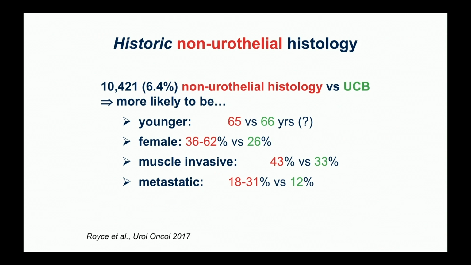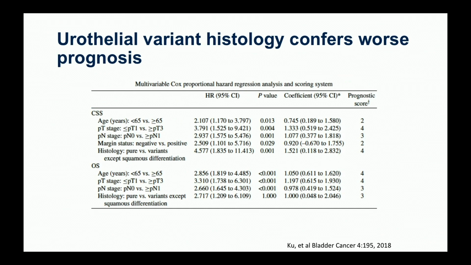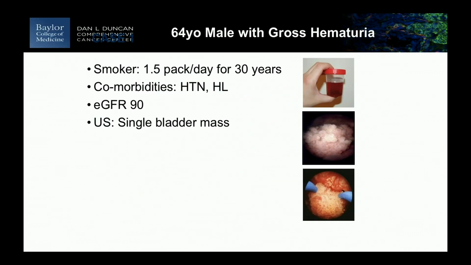These patients with non-urothelial tend to be younger, a little bit higher proportion of women, and I think part of that's related to the association of women with squamous cell cancer, more frequently muscle invasive and more frequently metastatic. So these are pretty aggressive tumors when you do encounter them. And in this multivariable Cox proportional hazards model, they are independently associated with a worse prognosis.